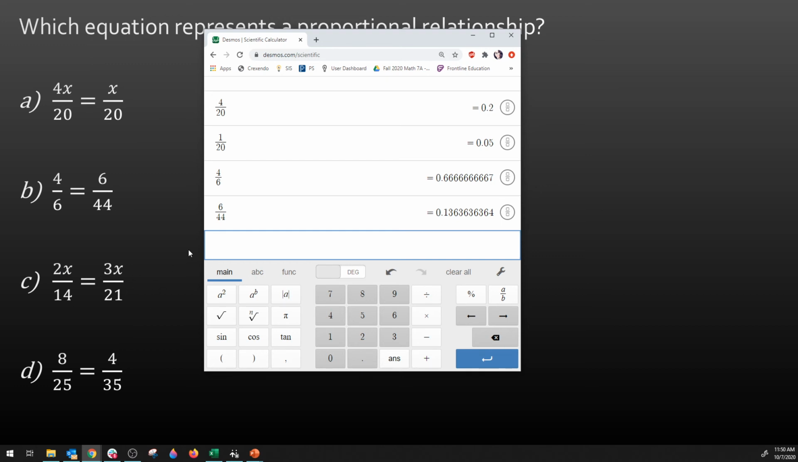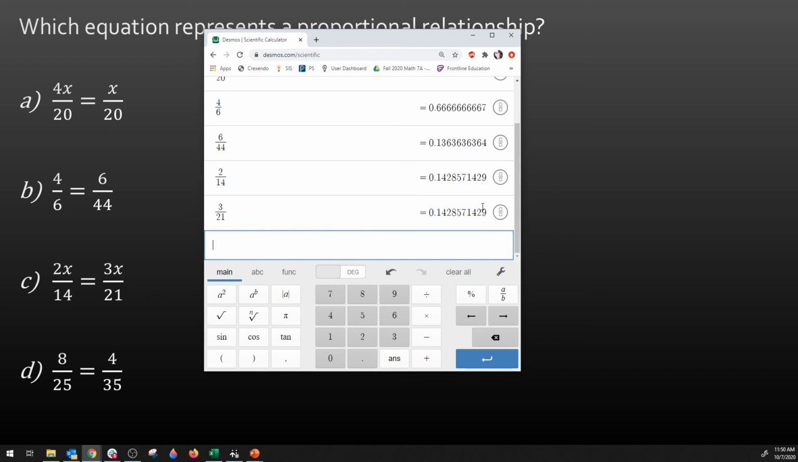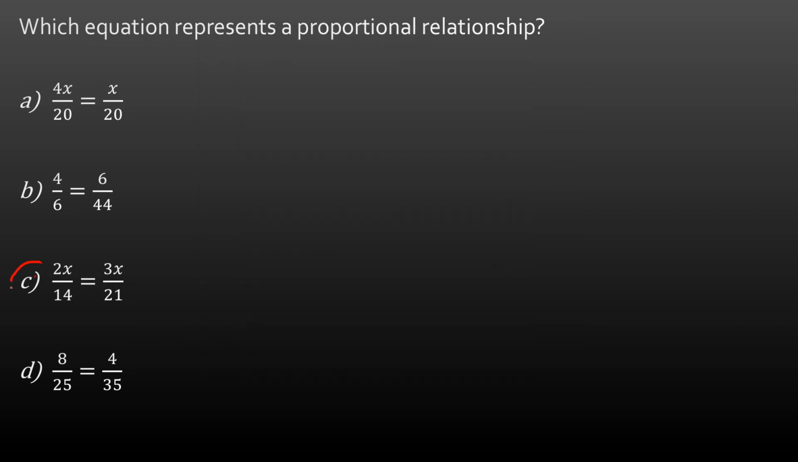Let's check our third one. 2 over 14, 3 over 21. Ooh, both of these decimals here look identical, which means that these two fractions equal the same thing, which means that this is a proportional relationship because I have the same number on both sides of my equal sign. For the top two, they did not equal each other, and for this bottom one, they will also not equal each other.